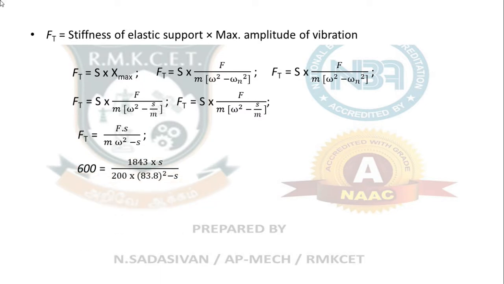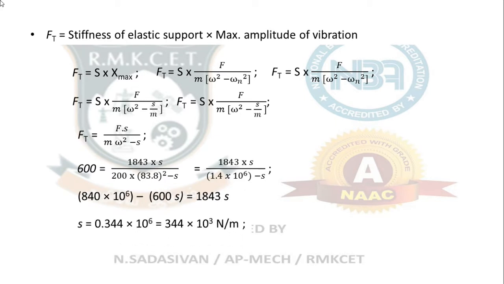So 600 should be the force transmitted, not exceeding 600. So keep it as 600. Keep only the stiffness value as unknown. Calculate the stiffness. Cross multiply, do the mathematical manipulation. Stiffness comes around 344 into 10 power 3 Newton per meter. Any doubts in this? The only new thing I have used here is this X max.